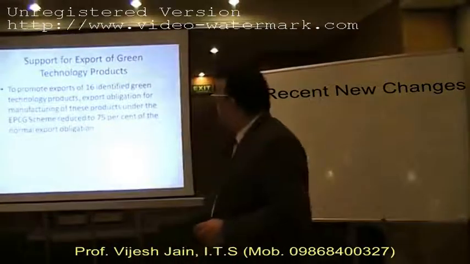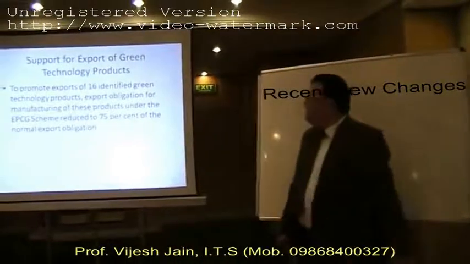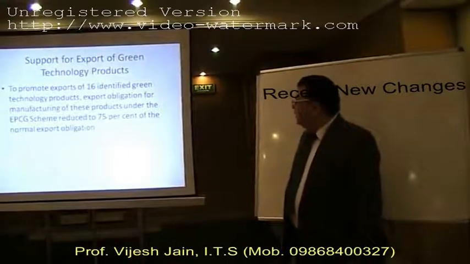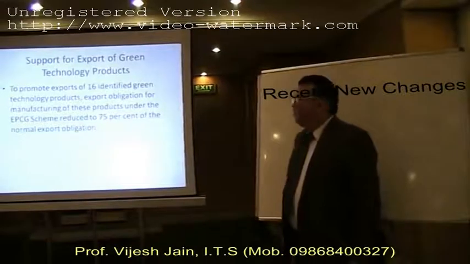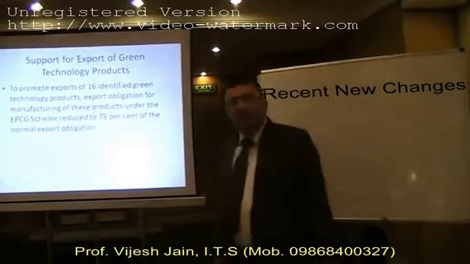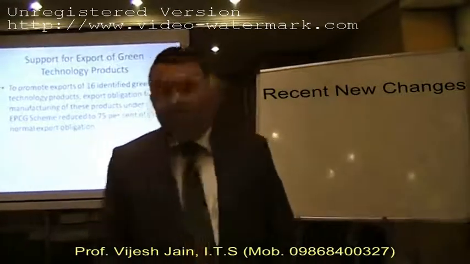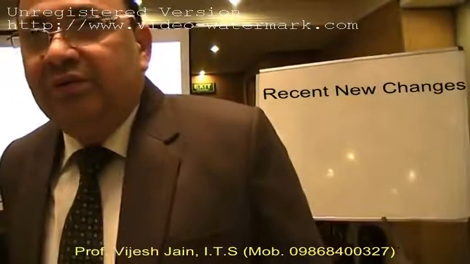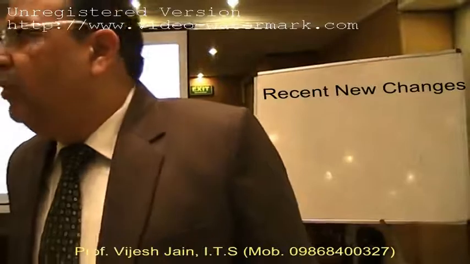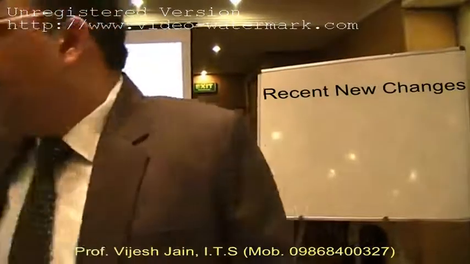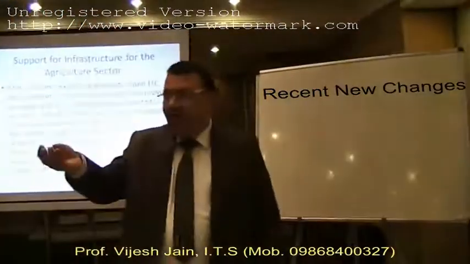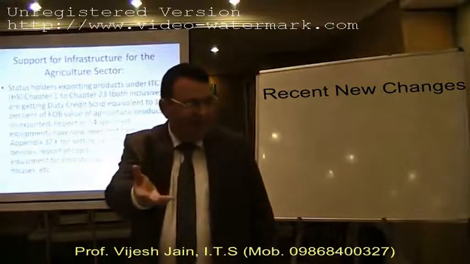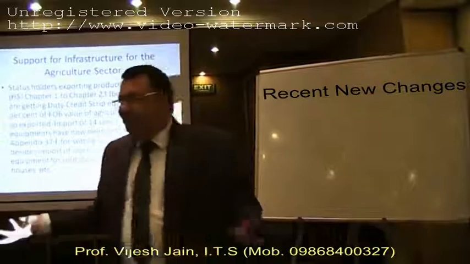Green products. To promote exports of 16 identified green technology products, the export obligation for manufacturing of these products under the EPCG schemes is reduced to 75%. So suppose you were supposed to export 3 crore rupees worth for 1 crore capital goods. Now you have to export only 2 point something, whatever, 2.25 crore. This is something I learned about Star Trading Houses in 86-88 in my MBA classes. It's the same, nothing new here.